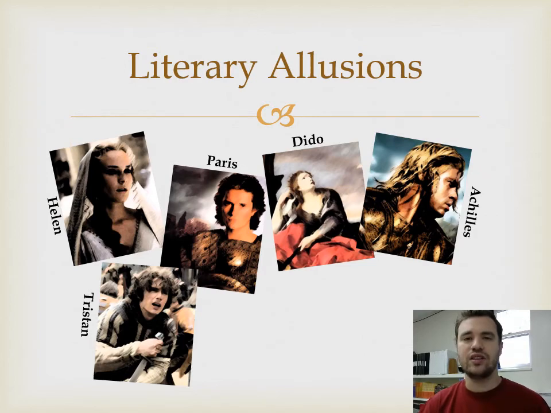The legend of Tristan and Isolde, and Tristan is one of King Arthur's knights, but he gets caught up in kind of an affair with another man's wife, Isolde, and they end up committing suicide. It's kind of a Romeo and Juliet sort of situation.